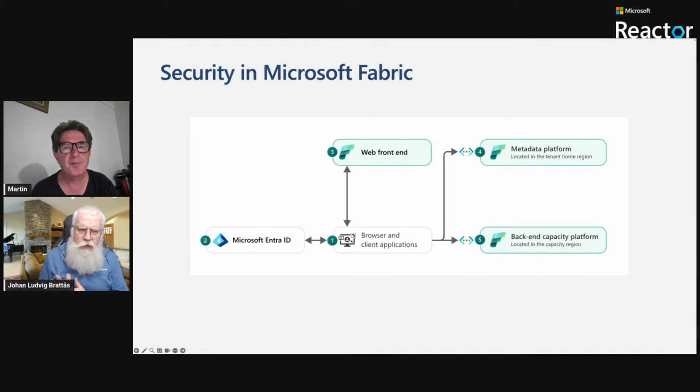So Fabric is multi-tenant, and there's a logical isolation between these tenants as well. And tenants in this case will be the same as the Microsoft Entra tenant. It's one-to-one on those.